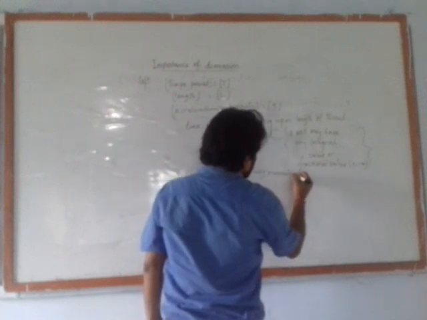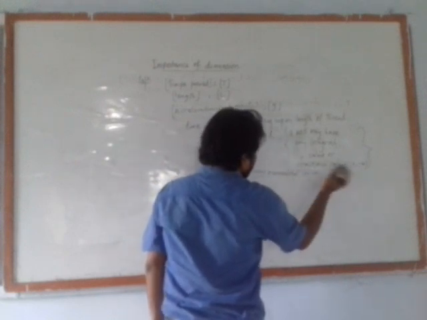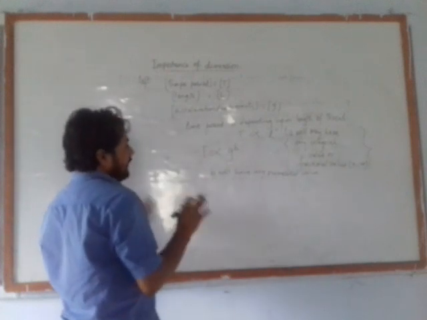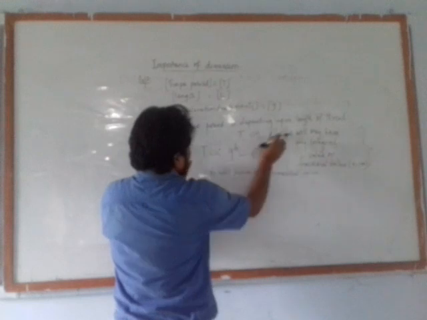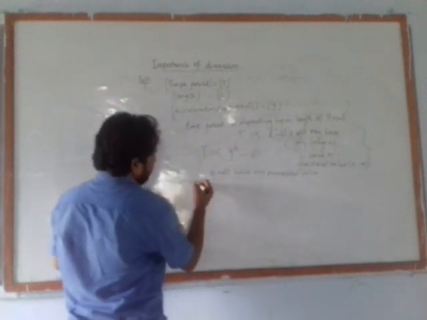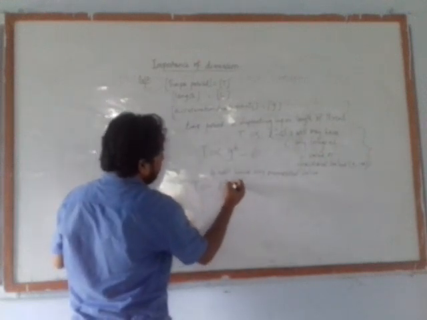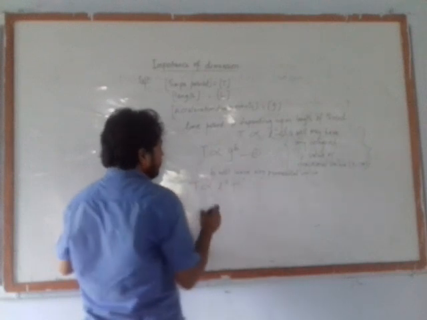Better to write a numerical value. Any numerical value, whether positive or negative. So this is your one equation and this is the second equation. So I relate these two equations. So T is proportional to L to the power A and g to the power B.